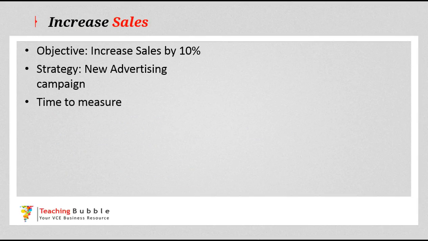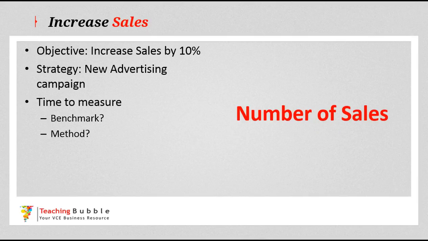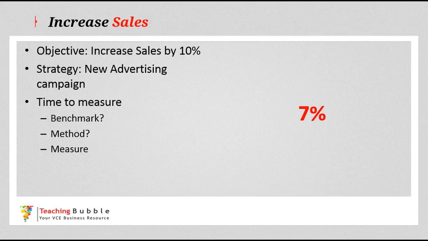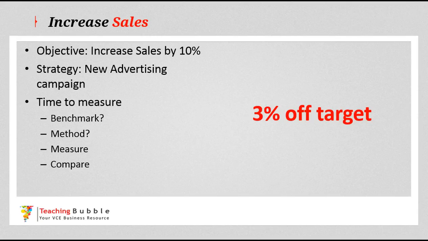So to give an example, let's say we've got an overall objective to increase sales by 10%, and our strategy, I'm just making this up, something really basic, is to implement a new advertising campaign. And now it's time to measure. So first of all, we need our benchmark, and our benchmark is a 10% increase in sales. What method are we going to use? This one's pretty straightforward. We use the indicator of number of sales. We then measure. Now the outcome, we've got a 7% increase. So we compare it, we're 3% off our target, off our benchmark.